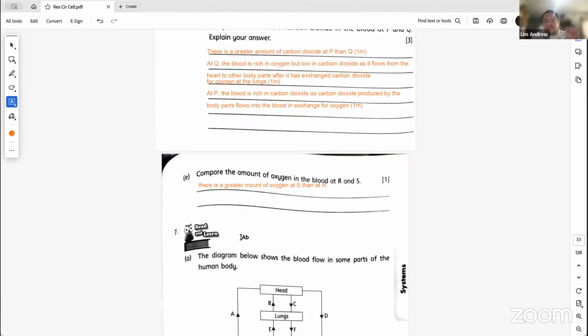Because blood at R is rich in carbon dioxide and flows from the head to the heart. After the head uses up the oxygen and produces carbon dioxide, it flows back to the heart. Whereas at S, blood rich in oxygen is pumped from the heart to the head. That's why there is a greater amount of oxygen at S than at R. All right, let's carry on.